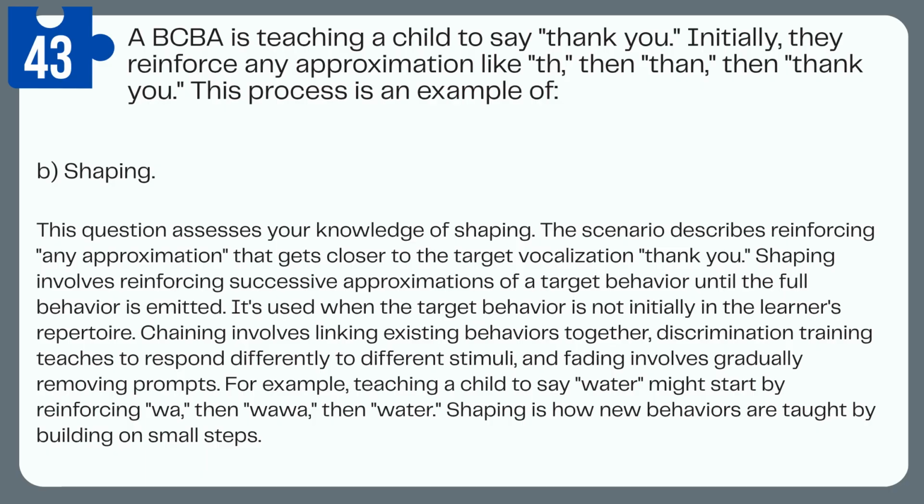Chaining involves linking existing behaviors together. Discrimination training teaches to respond differently to different stimuli, and fading involves gradually removing prompts. For example, teaching a child to say "water" might start by reinforcing "wa," then "wah," then "water." Shaping is how new behaviors are taught by building on small steps.